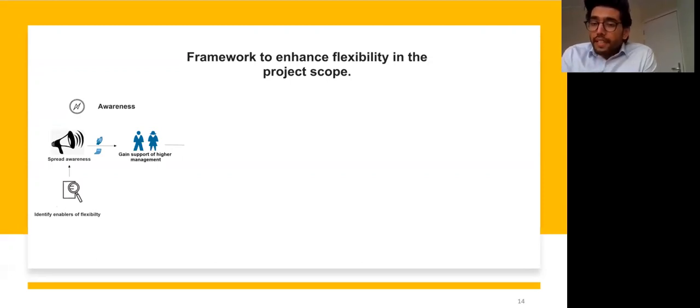The process begins with identifying the enablers for flexibility in project scope and creating awareness about them. It is advisable for the project managers or the employees in the organization who have past experiences of implementing the enablers to spread awareness about the enablers and the methodologies for implementing them among the higher management.